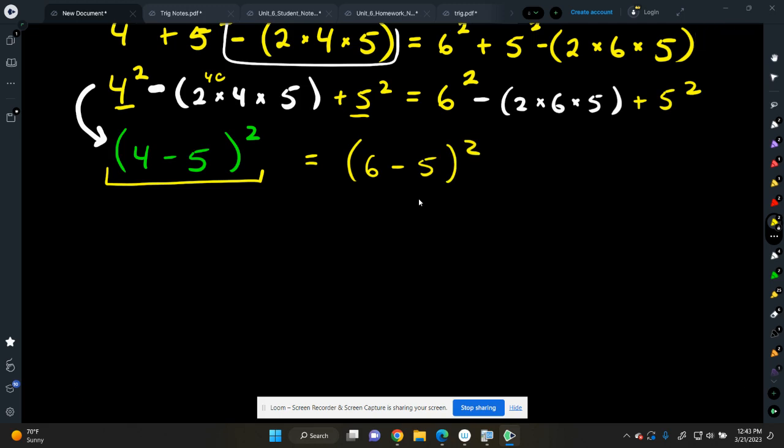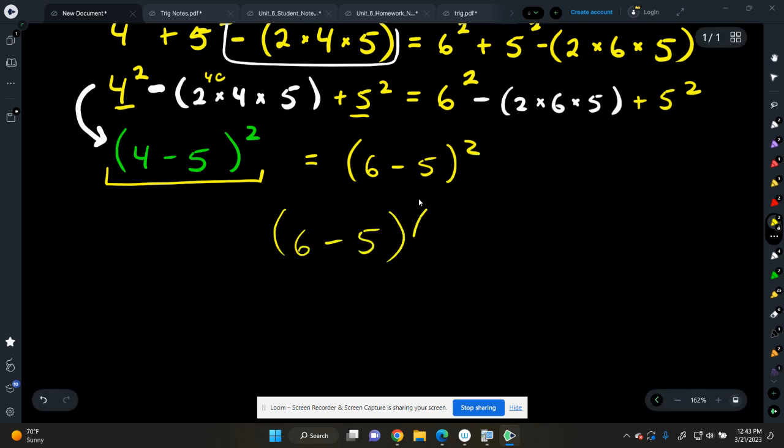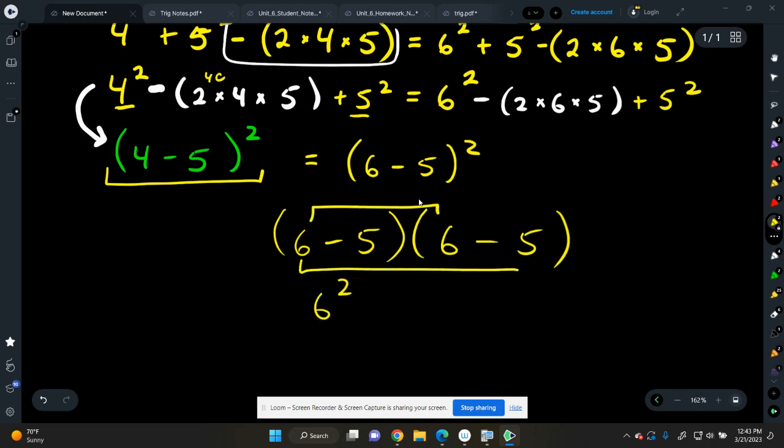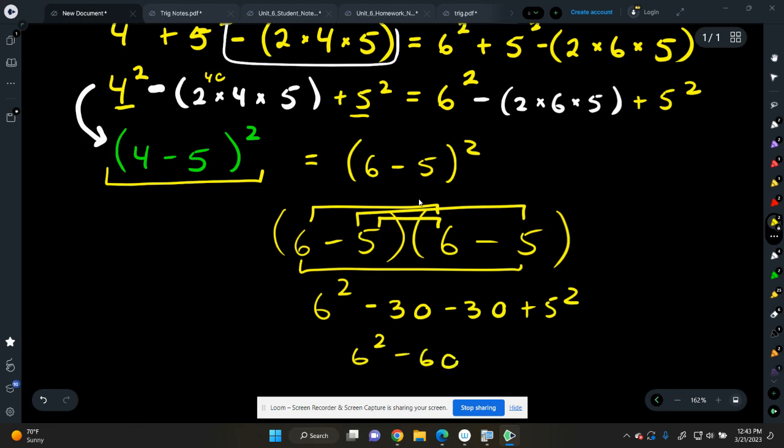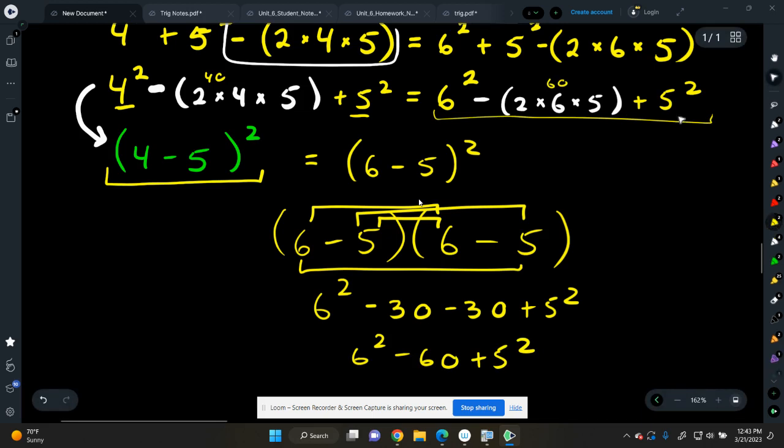Do you all believe that that's true? Okay, I'll show you again because this is key to the whole thing. Let's multiply that out. That gives me 6 squared when I distribute, minus 6 times 5 is 30, minus 30 again, and then plus 5 squared. So we get 6 squared minus 60 plus 5 squared. Well, that's what we have up here. This little piece right here is 60. Is everybody okay?